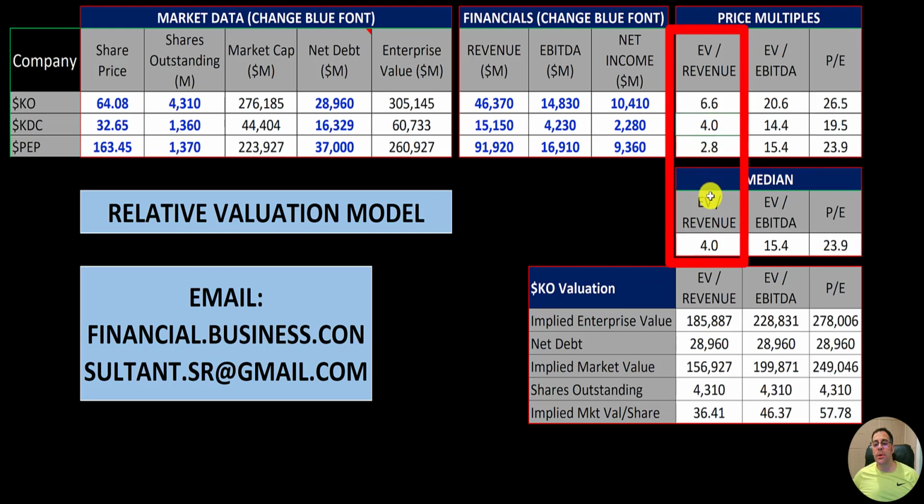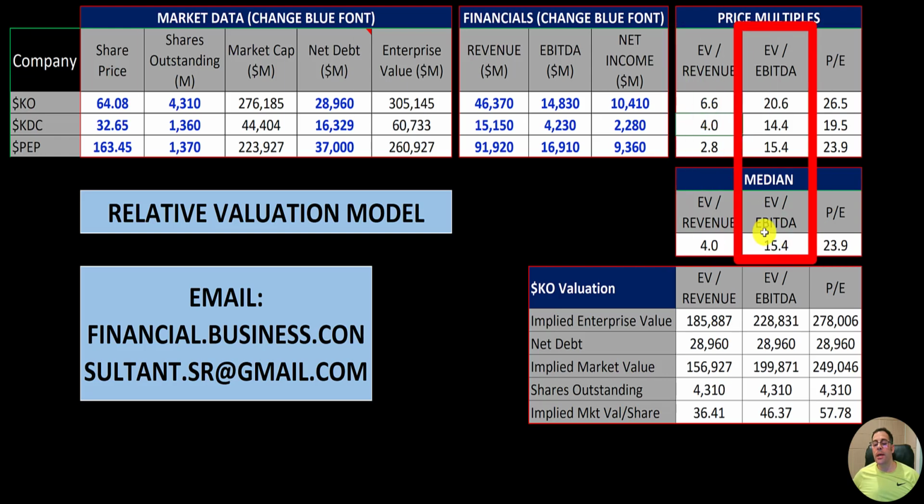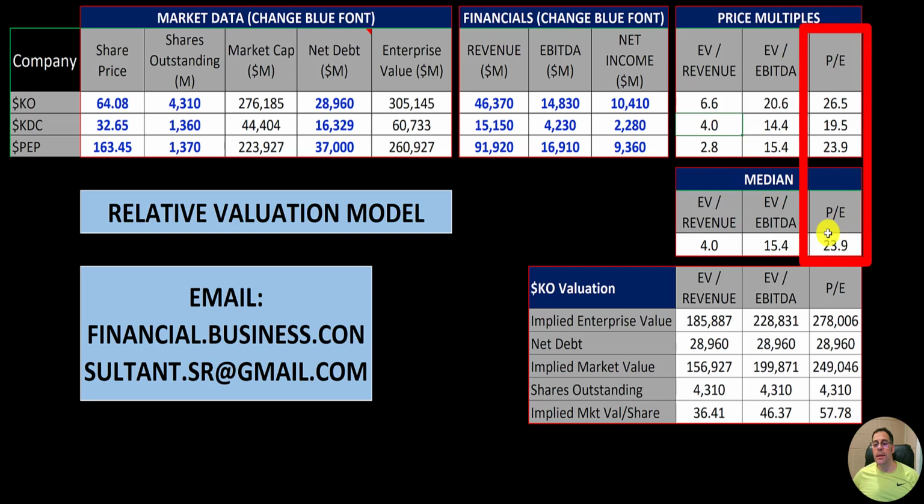The EV over revenue, the median is Keurig Dr. Pepper, 4.0. For EV over EBITDA, the median is Pepsi, 15. And for PE, the median is Pepsi, 23.9. It doesn't matter how many companies there are, whether it's 3 or 50, you want to use the median to value your company. So now we want to get the implied enterprise value for Coca-Cola.